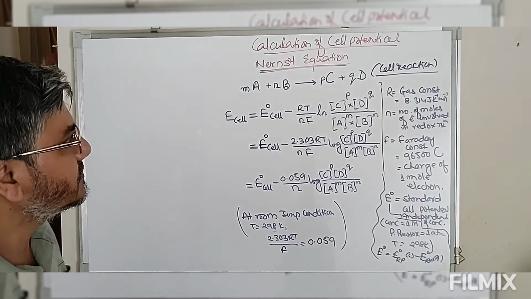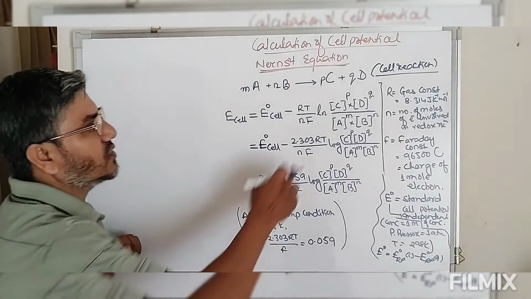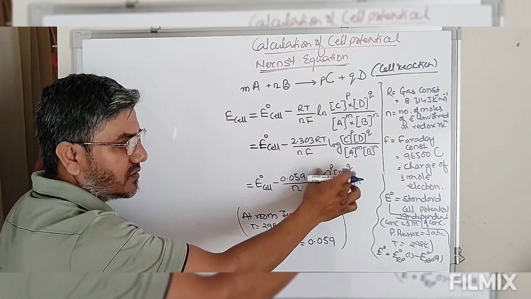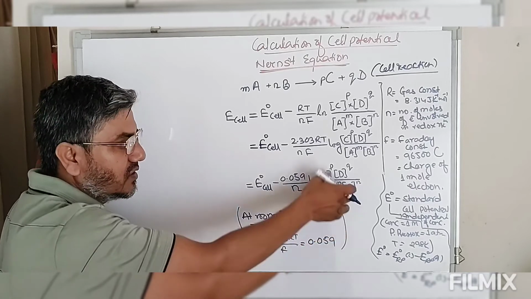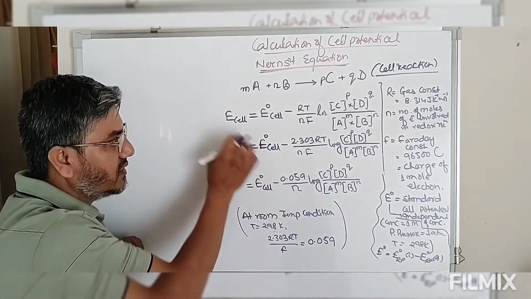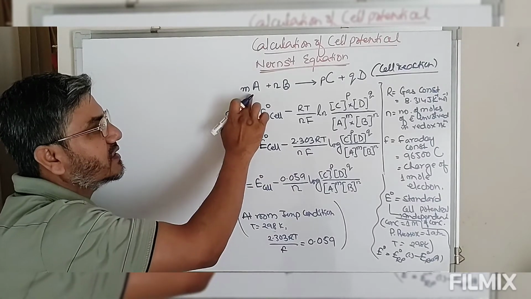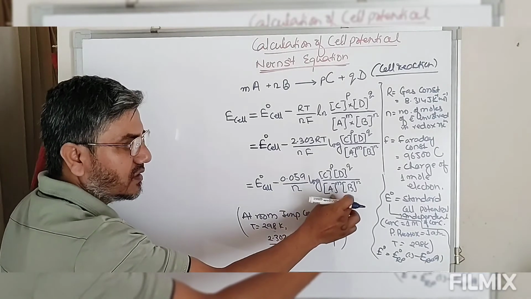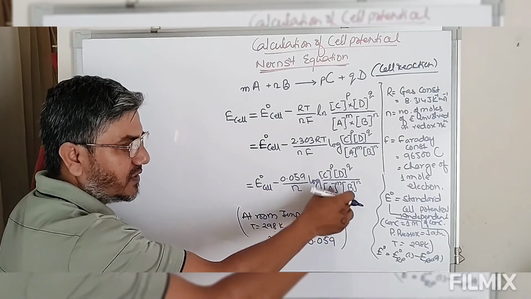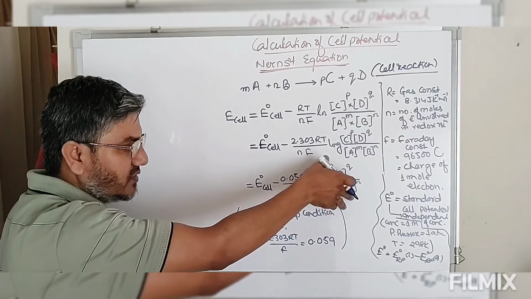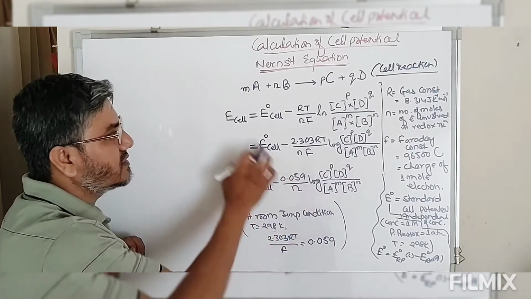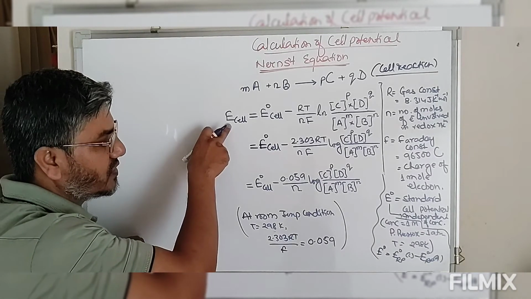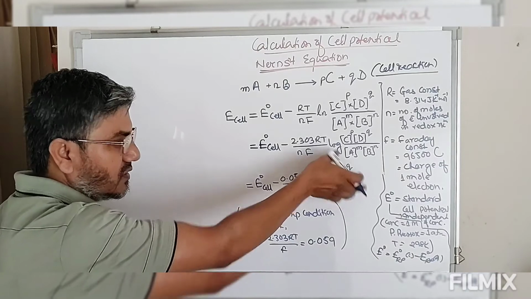So now look at this: increasing the concentration of product without changing the reactant. We are increasing this value, so E cell will decrease. If we increase the concentration of reactants without changing the concentration of product, we are increasing the denominator, so this value will decrease. If this value decreases, this difference will increase, and cell potential will increase.